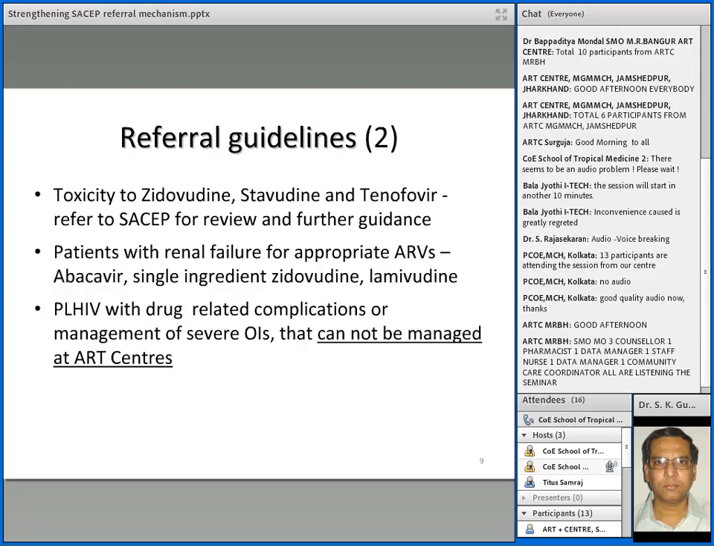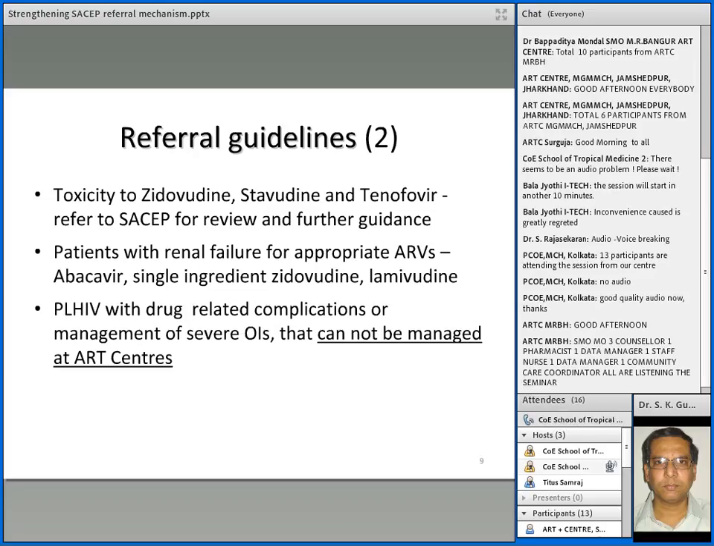And then again, we have patients who have developed serious drug-related toxicities and severe complications. There are also patients who develop very severe opportunistic infections as well as exotic opportunistic infections, the treatment of which may not be available at a particular ART center. More so, the ART centers located at district and sub-district hospitals may not have all the facilities to diagnose all the opportunistic infections and their management. So those patients can be referred to the SACEP.